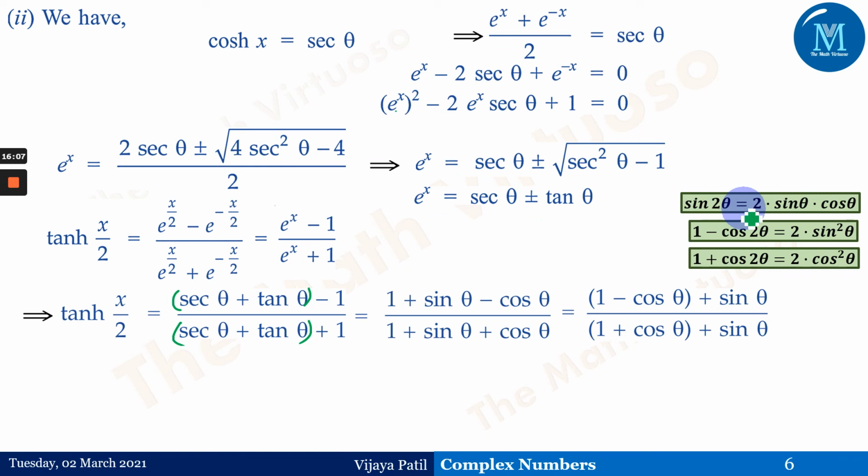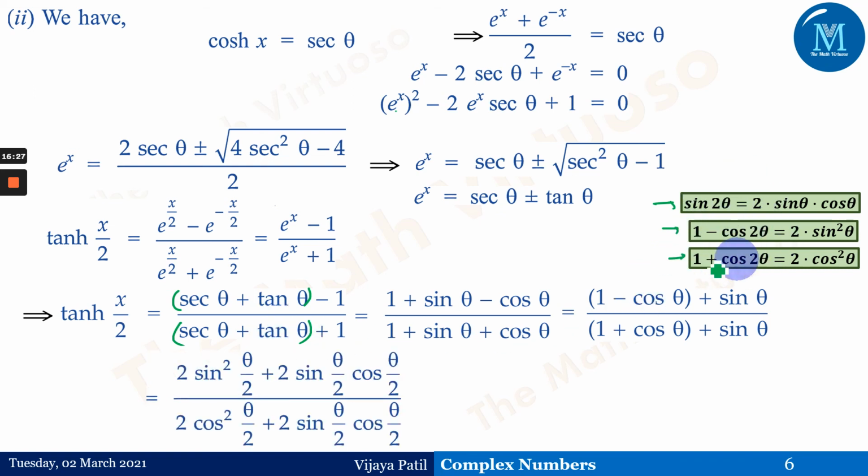Okay, so sine 2 theta equals 2 times sine theta into cos of theta, and 1 minus cos of 2 theta equals 2 times sine square theta. 1 plus cos of 2 theta is 2 times cos square theta. So this is what the trigonometric formulas are. If you observe here, in all these types of examples we are exploring more of the trigonometric formulas. After putting all these formulae over here, like 1 minus cos of theta, 1 plus cos of theta, sine theta, we'll be getting everything in terms of the half angle theta by 2.